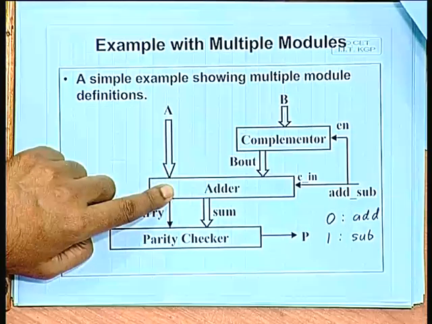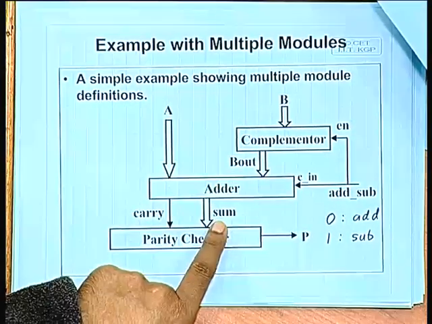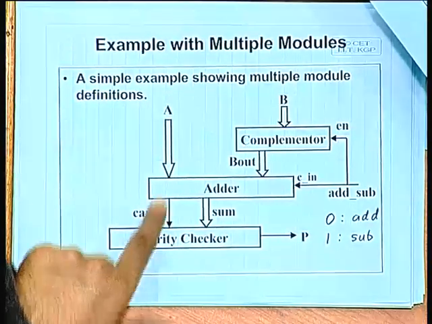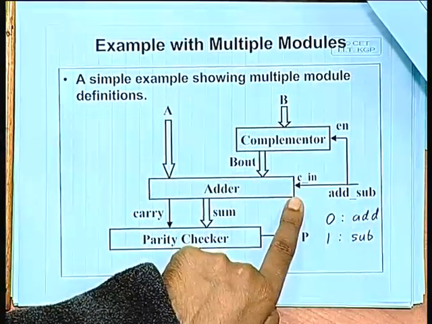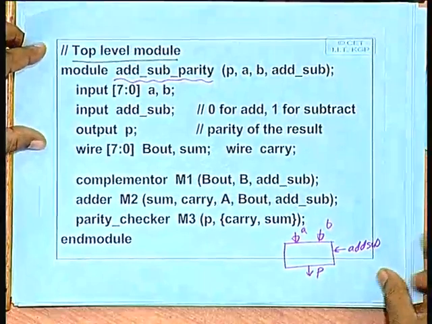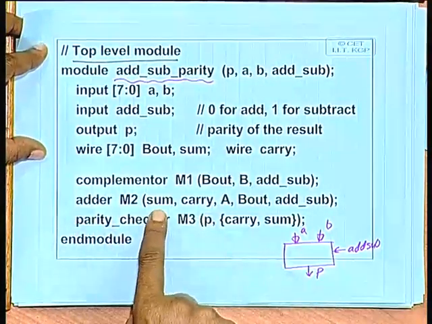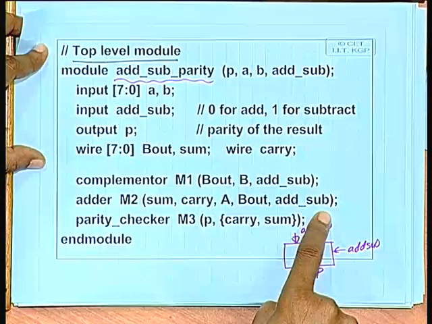Now comes the adder. With respect to the adder, the outputs will be this intermediate sum and carry, and the inputs will be A, this B out and this at sub, right. So, you see this adder. This adder will have sum and carry as the outputs and A, B out and at sub as the inputs.